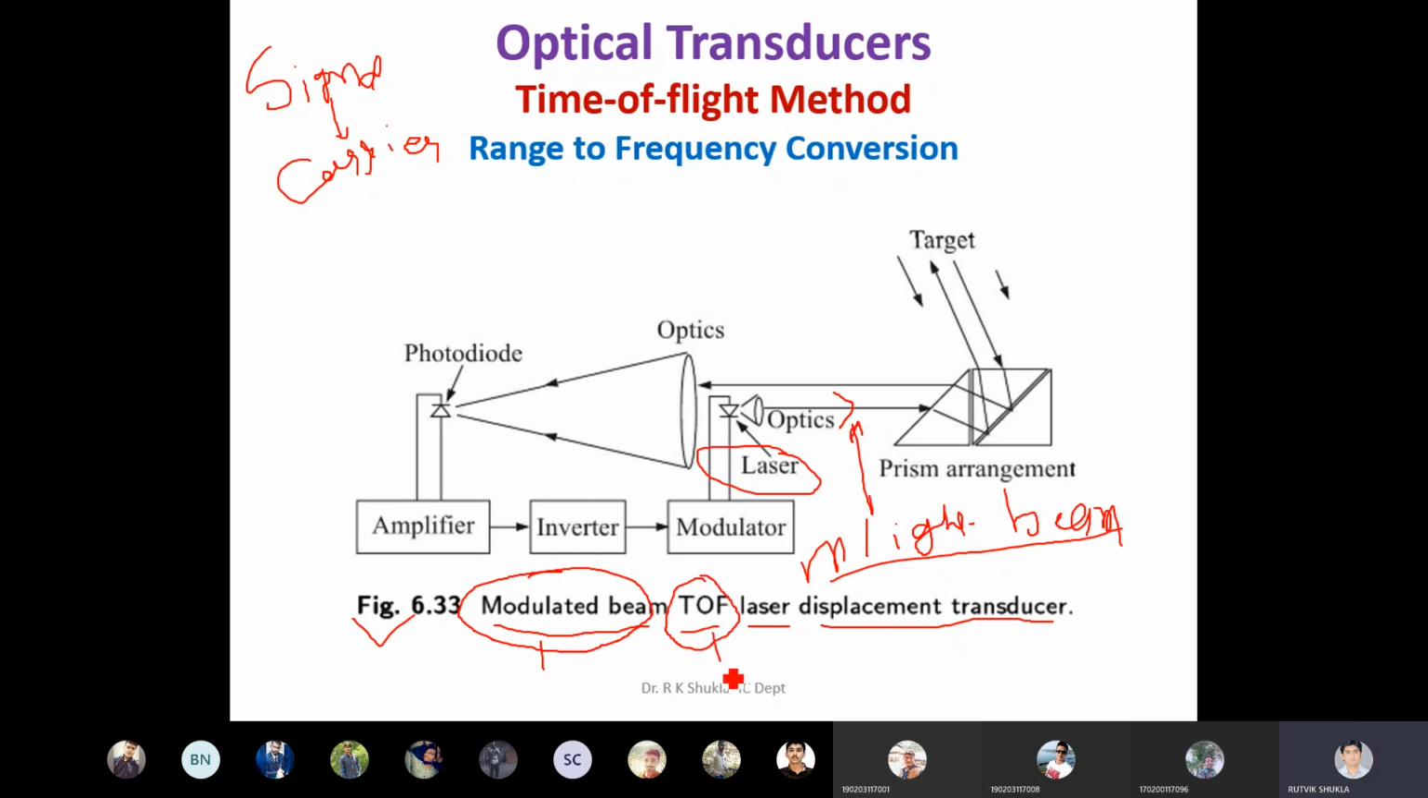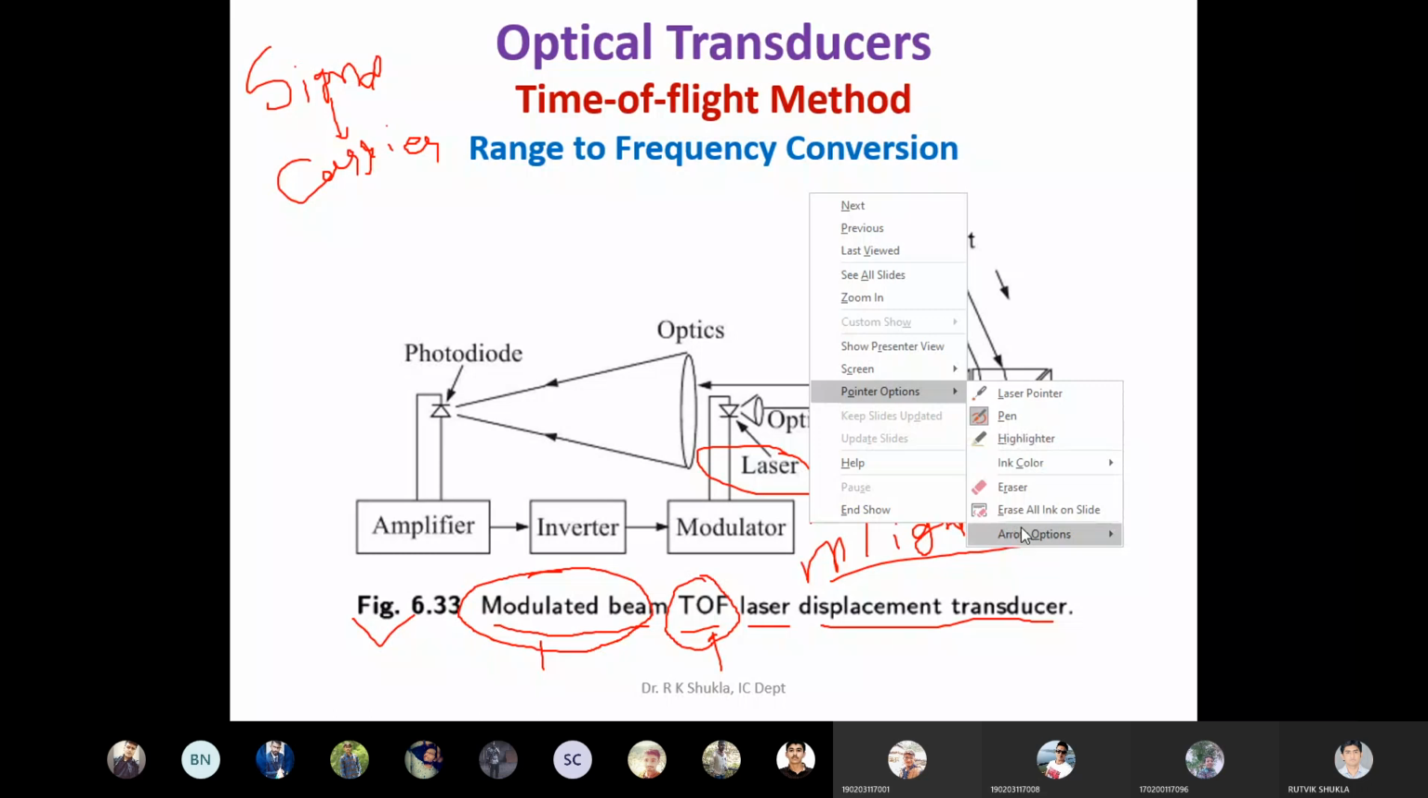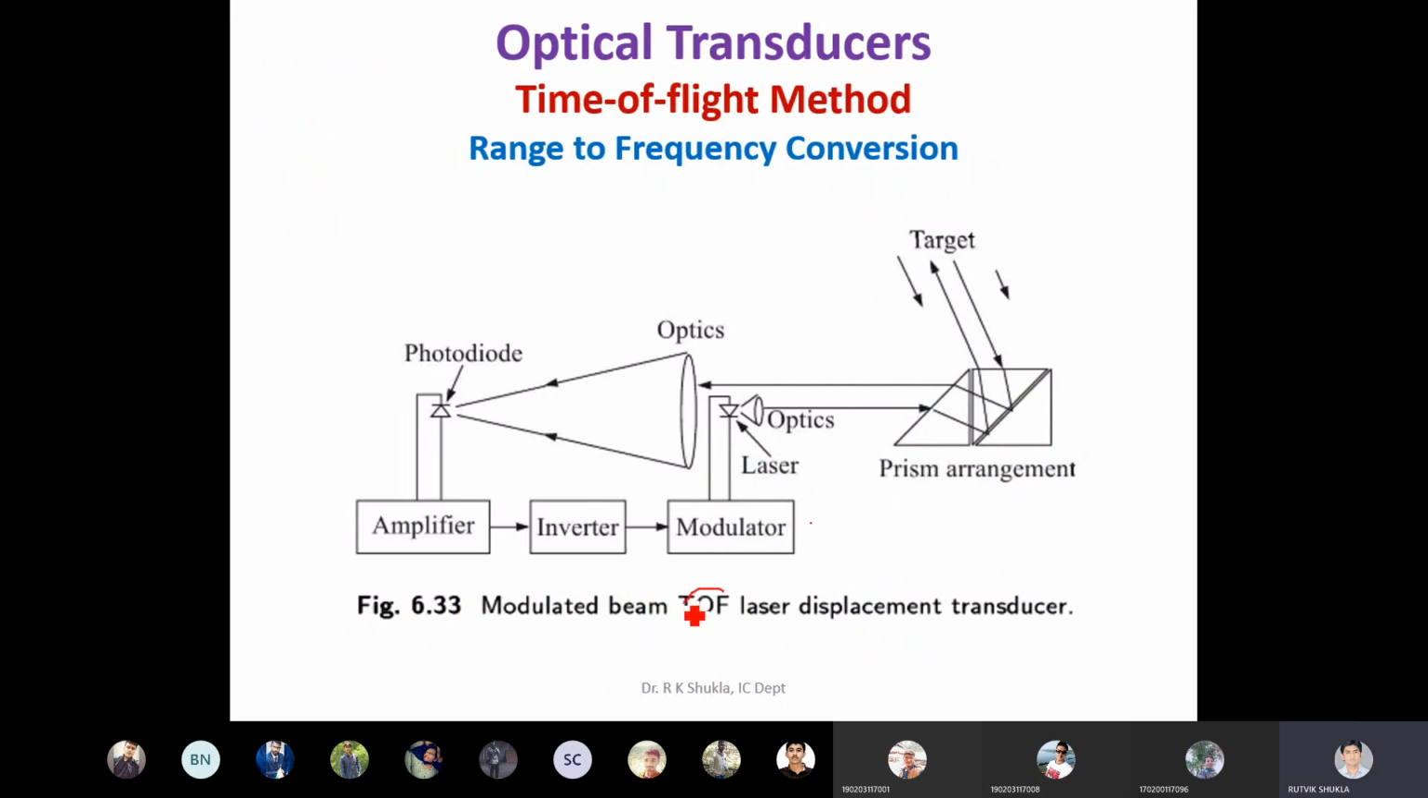The second word means time of flight. As we have already seen, time of flight means the time it takes to go from the source to the target and the time it takes to reach the detector. So this time is called time of flight.